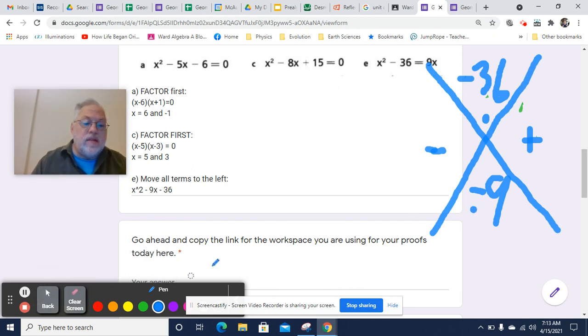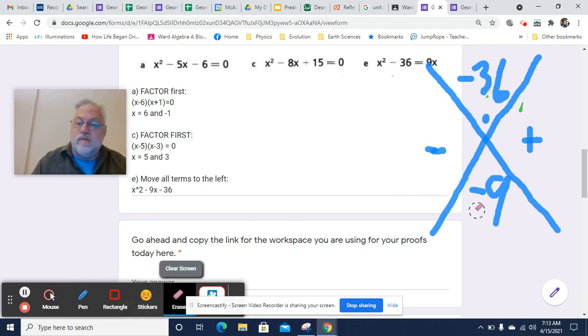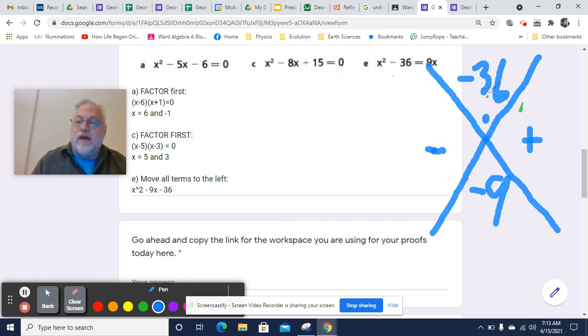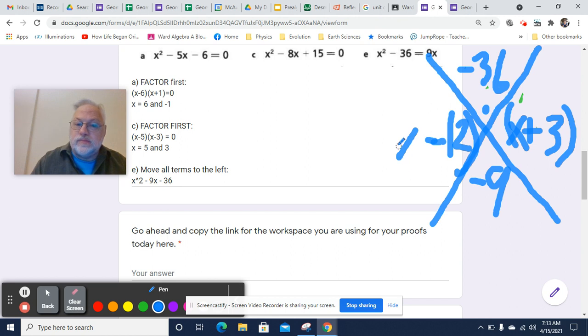So let's see. That plus isn't supposed to be there. Hang on. Okay, it's gone now. So factors of 36 that are 9 apart would be 12 and 3. And since our sum has to be negative, 12 has to be the negative number because we need something farther from 0. So 12 and 3 will do the job. So x plus 3 and x minus 12. And there you have it.